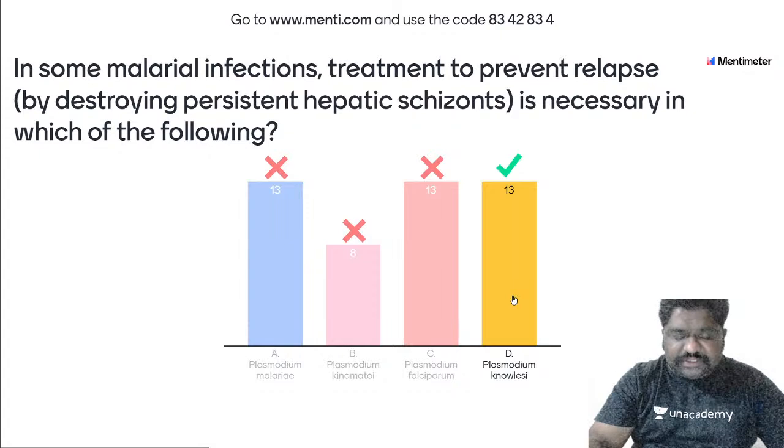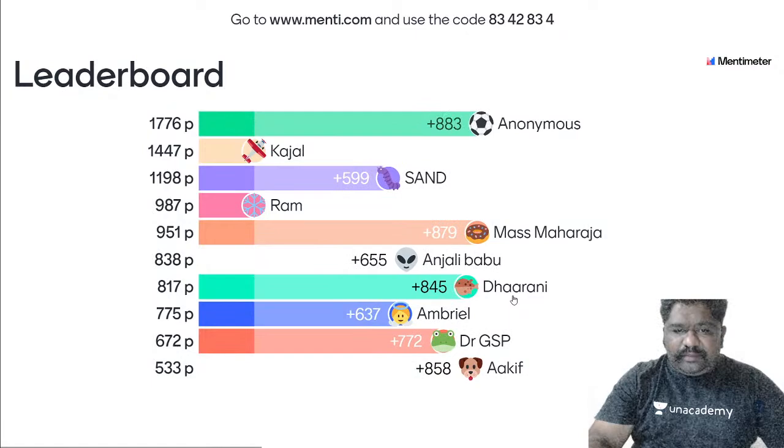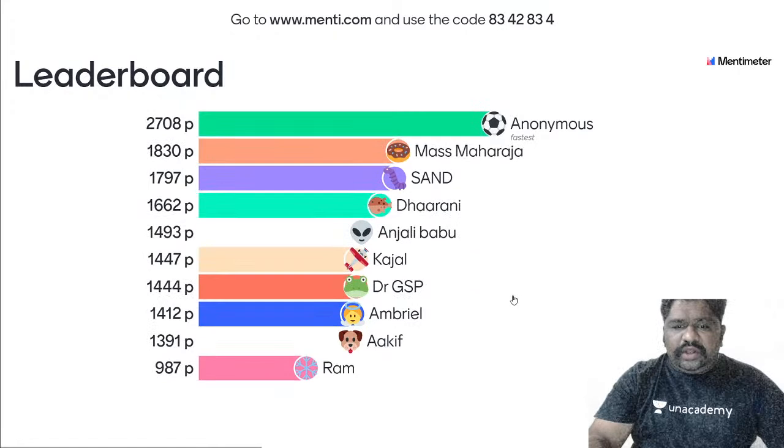Next, look at the leaderboard right now here. This time Anonymous, Sand, Mass Maharaj and Dharani have given the right answer along with GSP, Ambriel also. So at this point, Anonymous is the leader with a very huge margin of leading. Mass Maharaja, Sand, Dharani, Anjali Babu, Kajal, GSP, Ambriel, Akif and Ram are actually on the top 10. So at any point of time, you will be able to crack into the top 10. The people in the top 10 may be pushed outside. So those people who are in the top 10, do not let your position go. And those people outside, please try to come into the top 10. This is how a quizmaster can encourage you to go both sides. I have to approach all of you the same way.